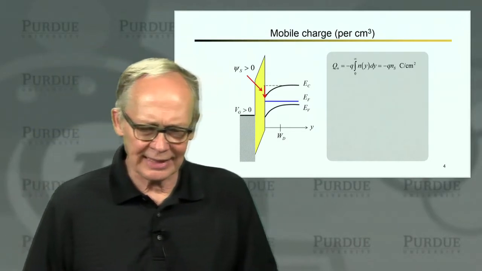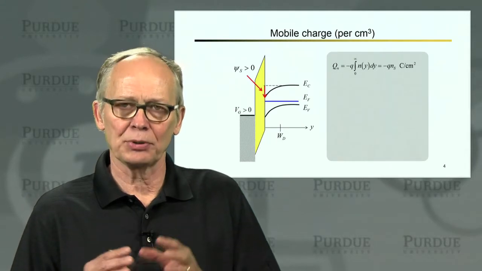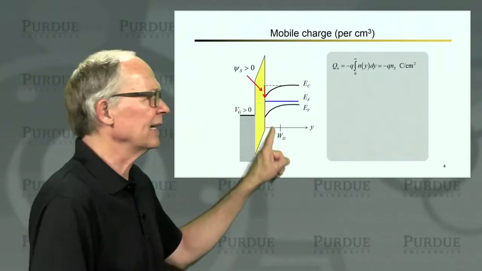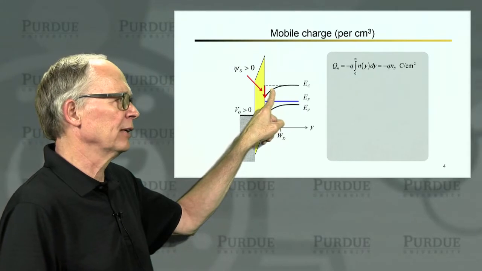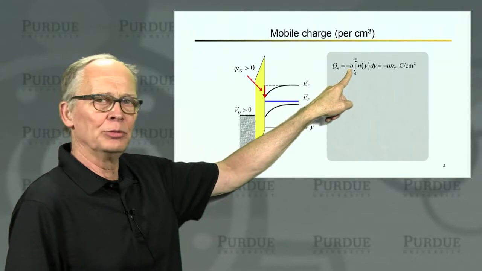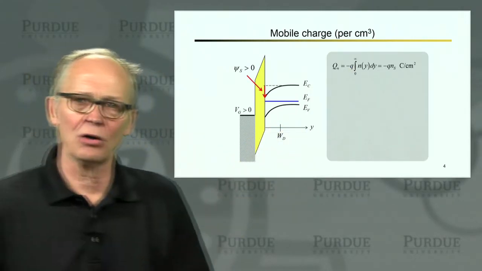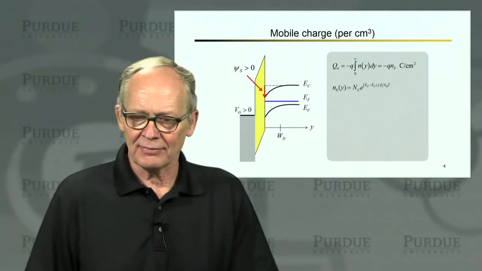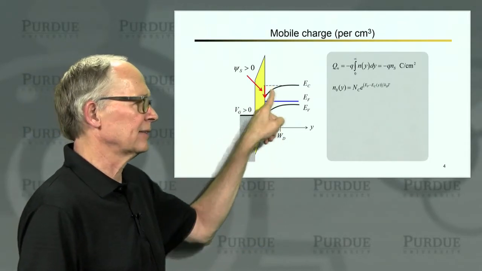All right, so let's look at that. First of all, let's ask ourselves about the mobile charge volume density, the charge per cubic centimeter in the semiconductor. So the way I would get that is if I knew the density of electrons per cubic centimeter at any depth in the semiconductor, that's n of y. I take minus q because they have a negative charge, and then I integrate through the depth of the semiconductor and get all of the charge in coulombs per square centimeter. That's what I'm after.